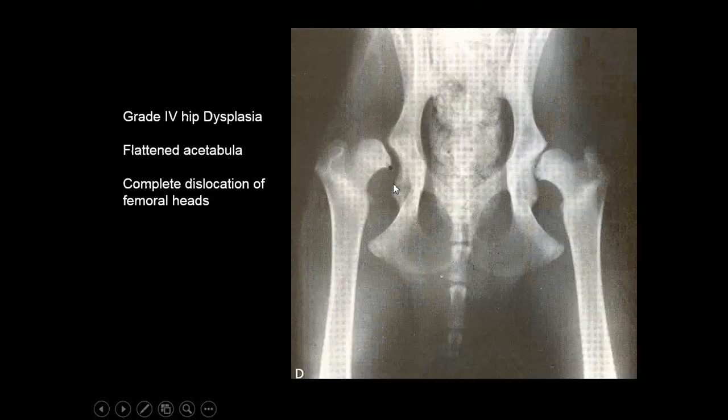The grade 4 is completely dislocated, and the acetabulum is basically gone. It's flattened out. The heads are completely out of socket on this. This is bad. The dog is a candidate for what's called a femoral head ostectomy, the FHO, where they go in and cut the head off the femur, creating a false joint, if you will. And this is way past the point, I think, of a hip replacement.